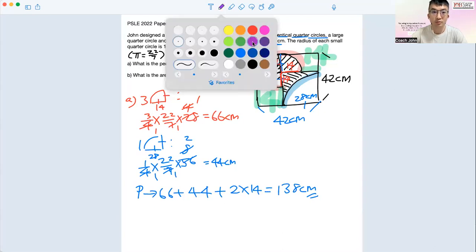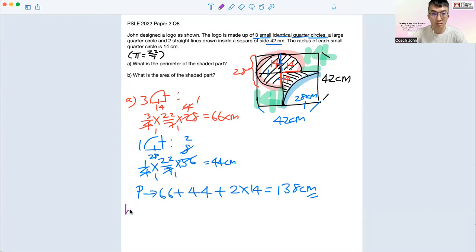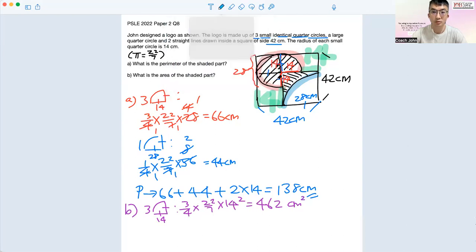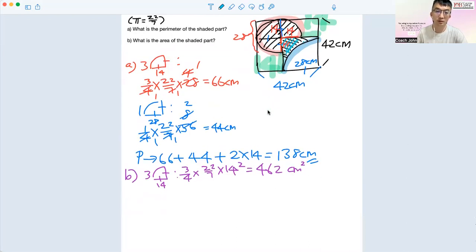Now, what about the shaded parts? Okay, so let's find the three quadrants, which is 14. So you have pi r square. Okay, so if you want to speed up, there will be 462 cm square. Okay, and then the other one, which is this little fin, yeah, this fin over here.